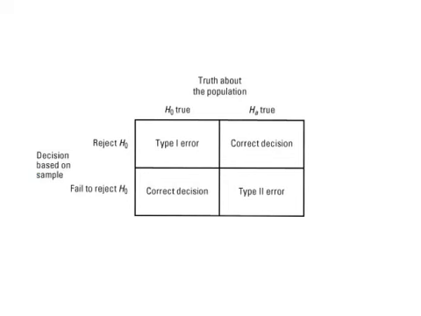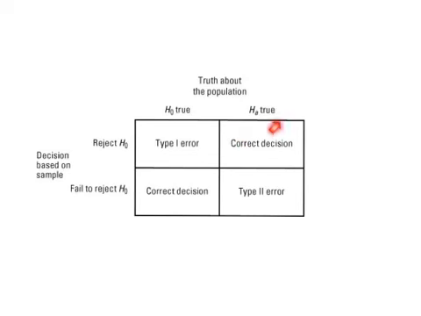So this chart, let's make sure we understand what it's telling us. Up here, this is the truth about the population. The null hypothesis is true, or the alternative hypothesis is true. Over here, this is the decision you make. You either reject or fail to reject. And notice we're not using the word accept. Well, first of all, let's focus on this box.